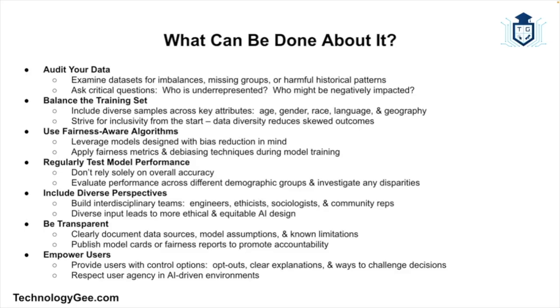Well, bias might be inevitable, but it's not unfixable. So here's how we can fight back. First thing you can do is audit your data. So you can look for imbalances, gaps, or historical patterns in your data set, and then ask who is missing and who might be harmed. Then you can balance the training set. So you want to make sure your data sets include diverse examples across age, gender, race, language, geography, etc.